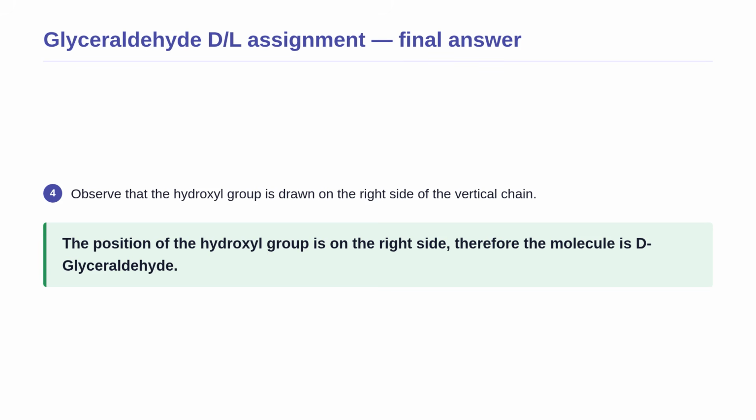This final answer tells any chemist in the world that its three-dimensional shape matches the right-handed reference standard perfectly. It is a simple but highly effective way to communicate molecular geometry without needing complex three-dimensional coordinates.